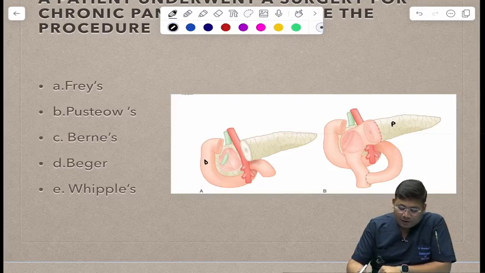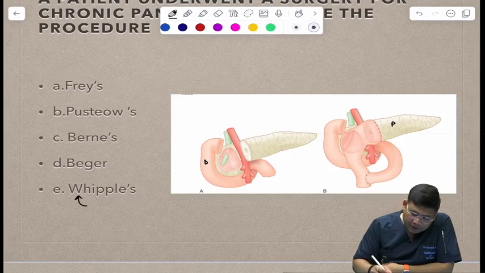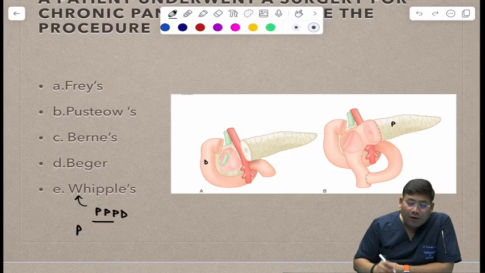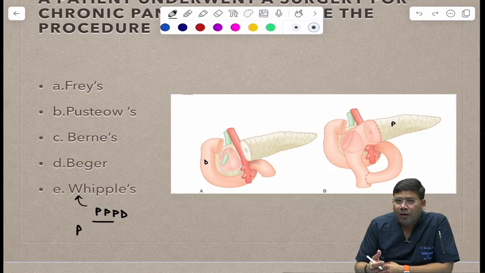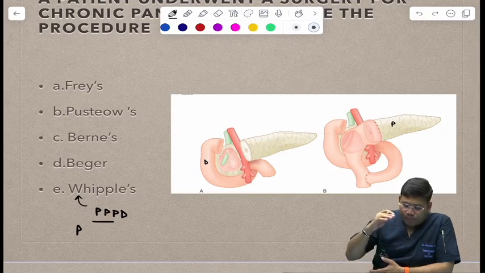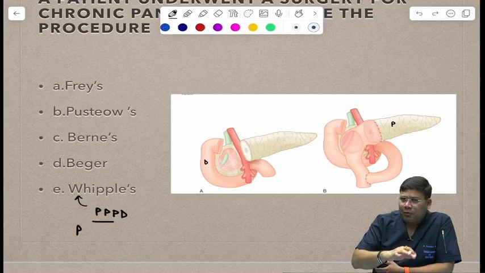What is the diagnosis? Children, I hope you know what is Whipple's. Whipple's is defined as triple PD. What is triple PD, students? This is pancreas or pylorus preserving. I would have made this question tough by writing something else. I would have written PPPD, then DP, PH, a lot of terms are there. I will tell about those terms in this question.